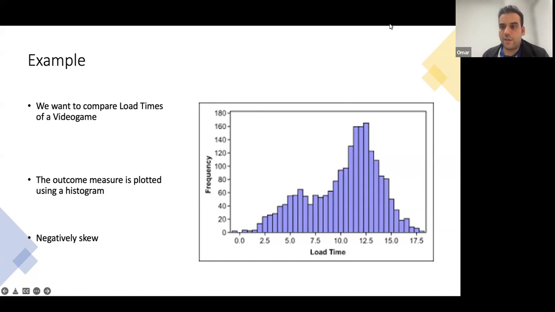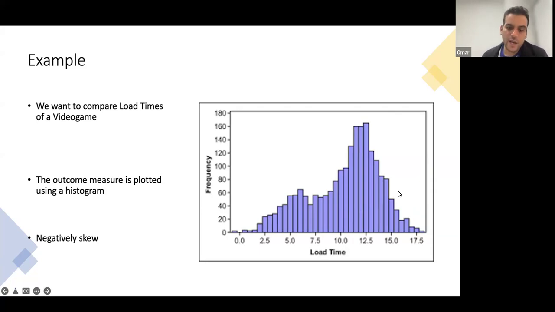So we want to look at the load times. We'll have video games which load at 17.5 hours, some that load very quickly, and some that don't load at all. We plot all of this in a histogram and look at the distribution. You can see here it's not really distributed around the mean. The mean, I would say, is probably about 7.5, and it doesn't look like a bell-shaped curve. It's skewed to one side. This is negatively skewed data.